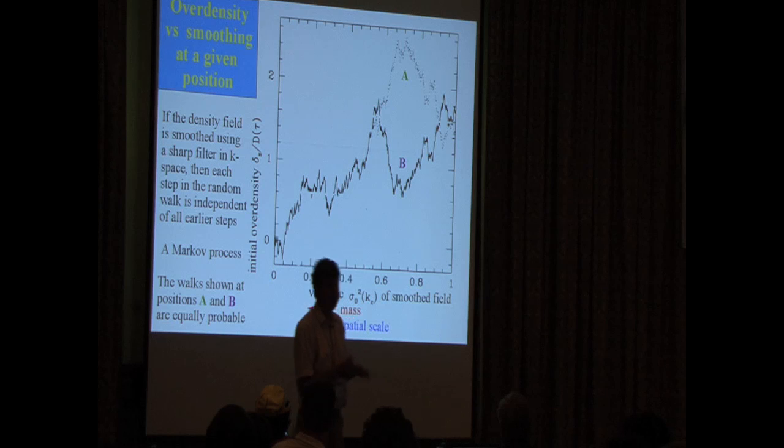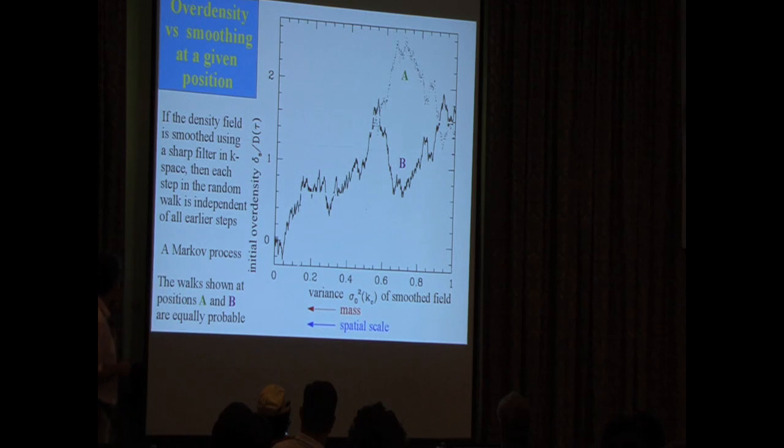Okay, so let me give you an example of how this works. You see this plot a number of times; it is a plot of such a random walk. The vertical axis is the overdensity of a particular point with different smoothings, and the horizontal axis is the smoothing, measured by the variance on the smoothing scale, sigma. So the variance increases this way, which means the smoothing is going down. The spatial scale of the smoothing is increasing this way, and the mass of the smoothing is increasing this way.